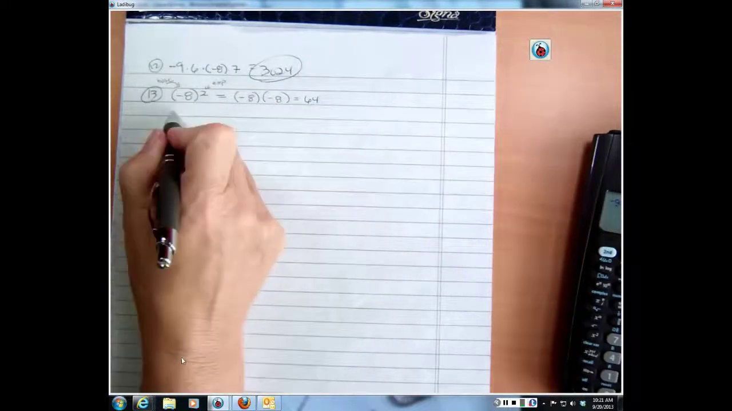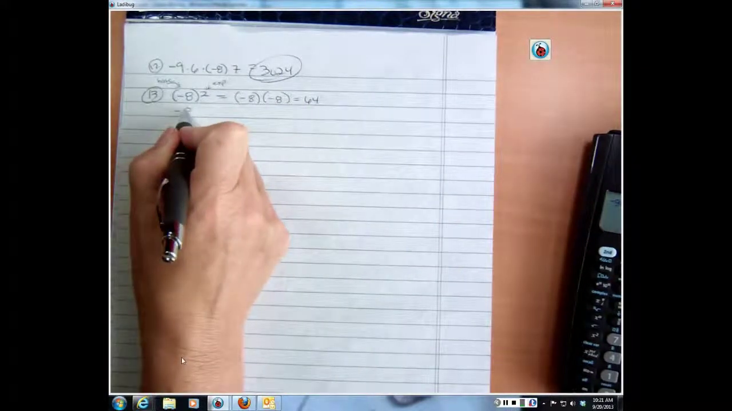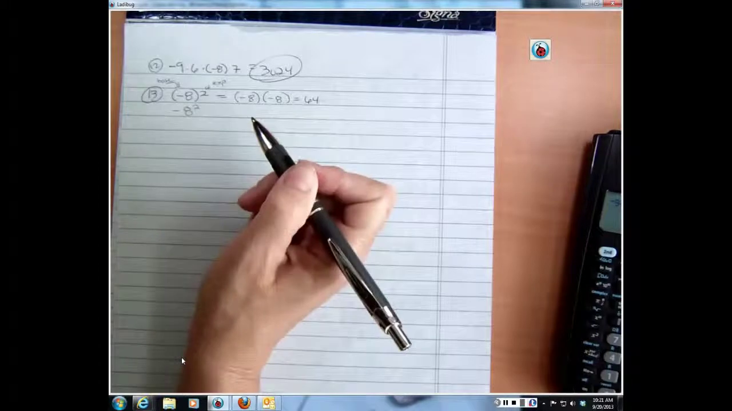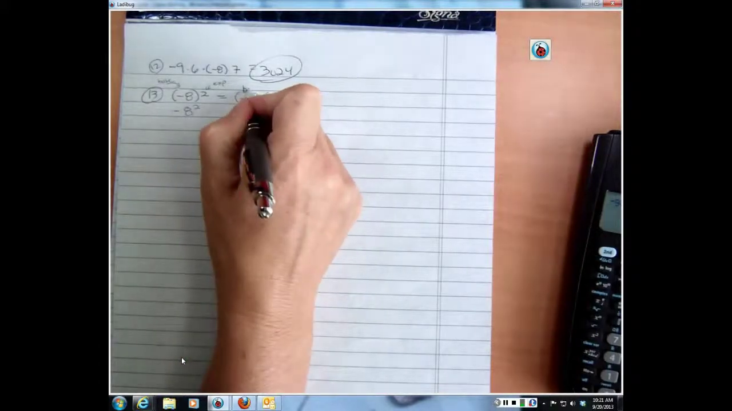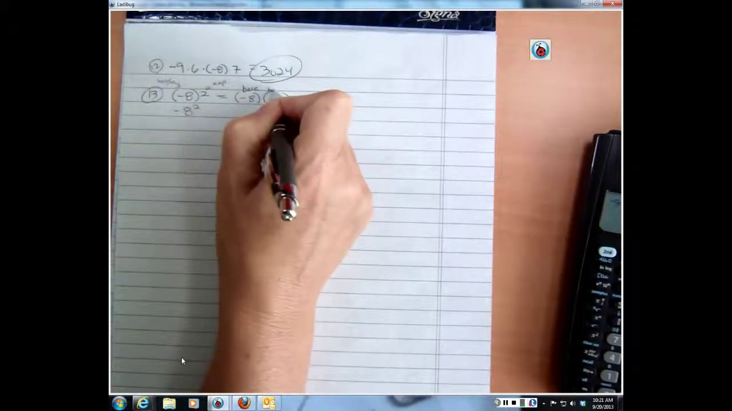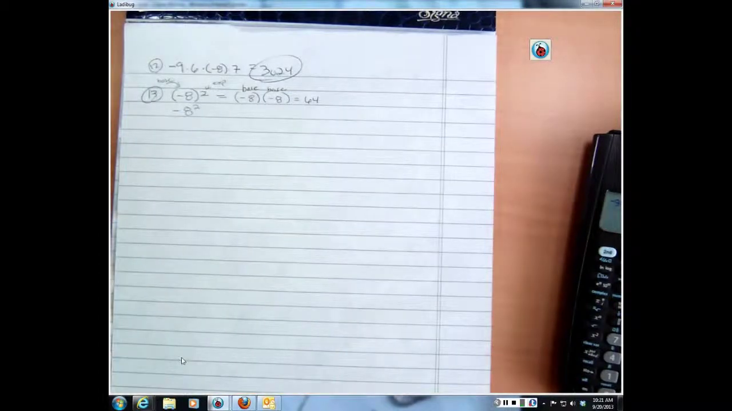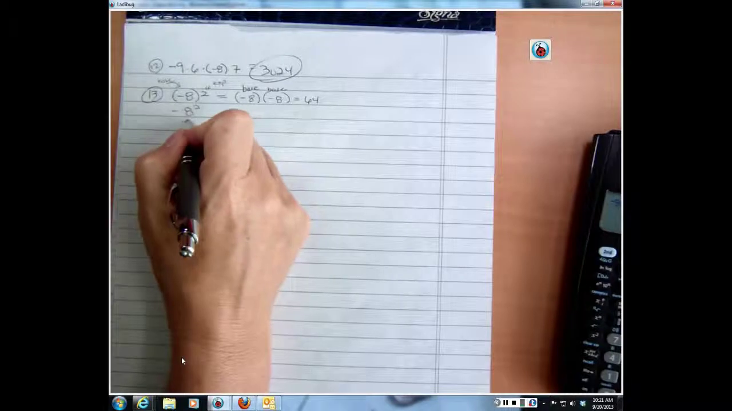But here's the problem. Sometimes you get this. Here, the base was the whole thing, parentheses negative 8. The base was repeated twice. Here, the base is just 8.